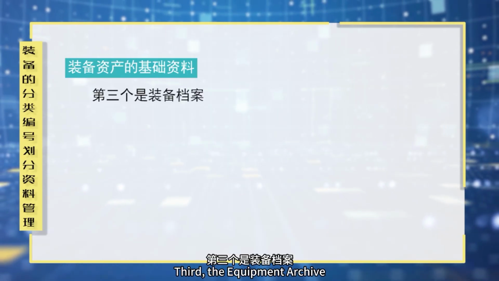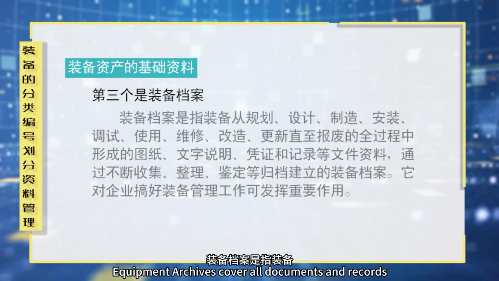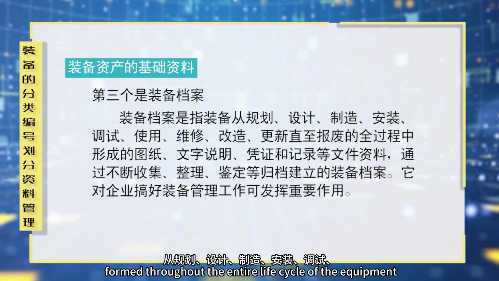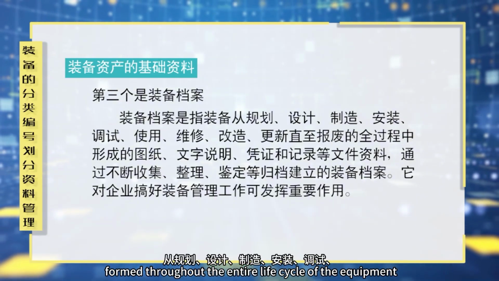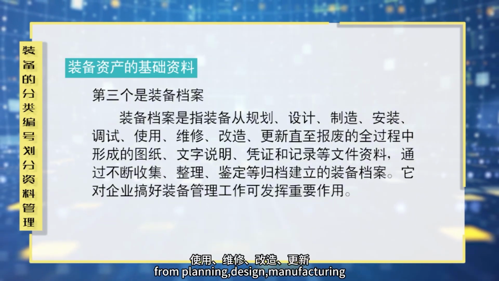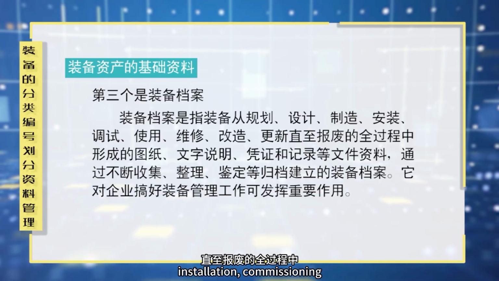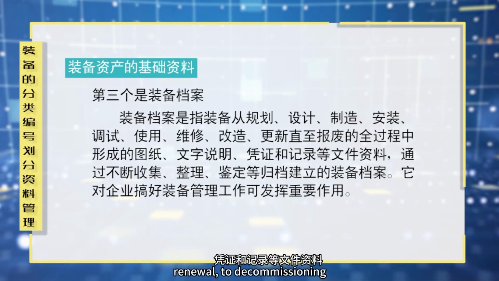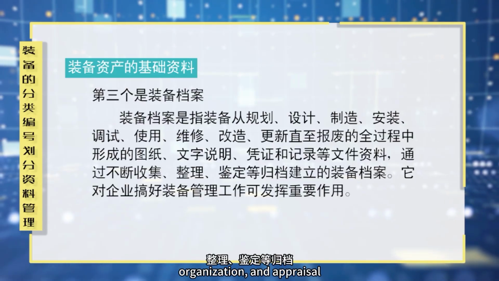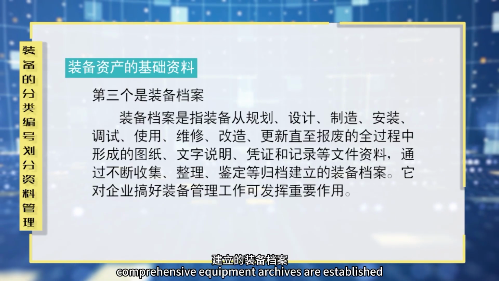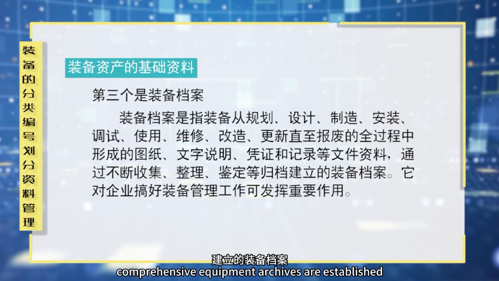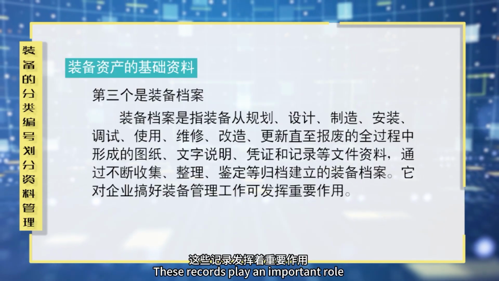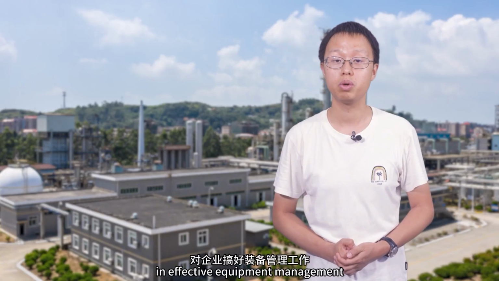Third, the equipment archive. Equipment archives cover all documents and records formed throughout the entire life cycle of the equipment, from planning, design, manufacturing, installation, commissioning, operation, maintenance, modification, renewal, to decommissioning. Through continuous collection, organization, and appraisal, comprehensive equipment archives are established. These records play an important role in effective equipment management.